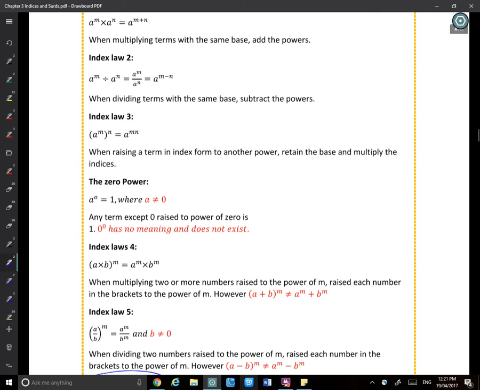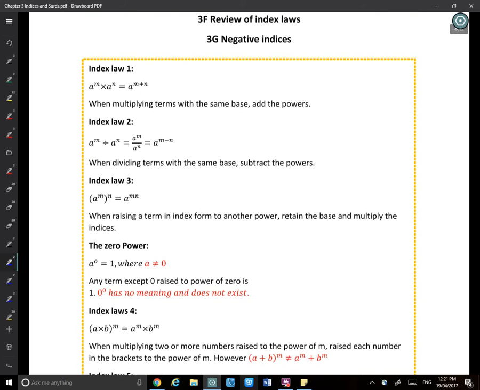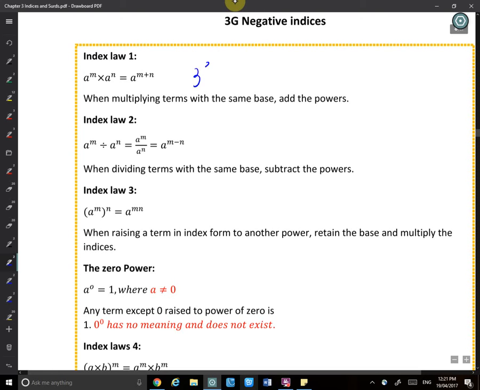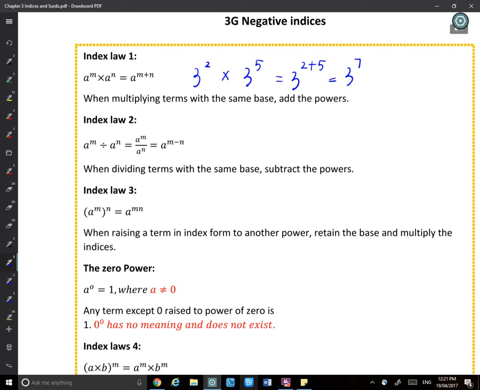But first, the 5 laws we have before. First, a to the power of m times a to the power of n equals a to the power of m plus n. For example, 3 to the power of 2 times 3 to the power of 5 equals 3 to the power of 2 plus 5. They have the same base, so you add the power.